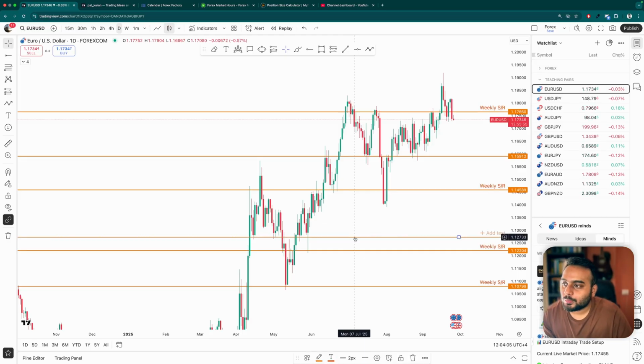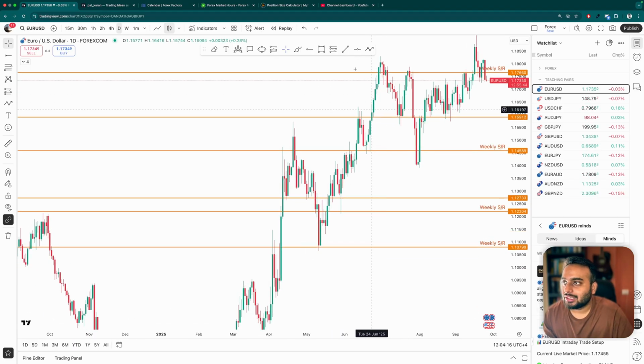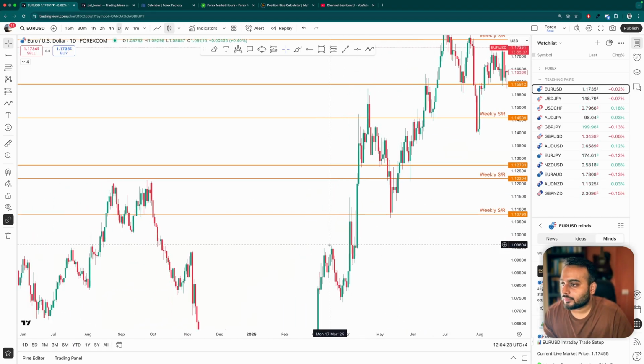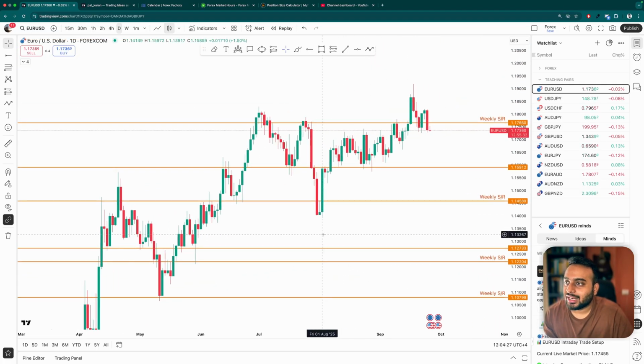So you can use option H to mark this level. I use option H on Mac to drop these lines where my cursor is. It's easier rather than going here and then dropping it. And now these two lines are enough for us because the price is going to take a lot of time to cross these levels. So these are enough.